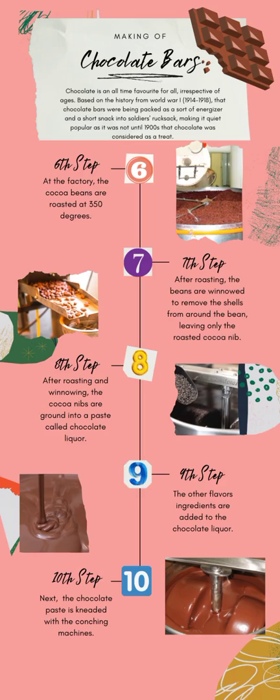After roasting, the beans are winnowed to remove the shell from around the beans, leaving only the roasted cocoa nib. The winnowing and cracking occur in this process to get the cocoa nib, but the cocoa texture is not smooth enough. This process also involves the use of machinery.